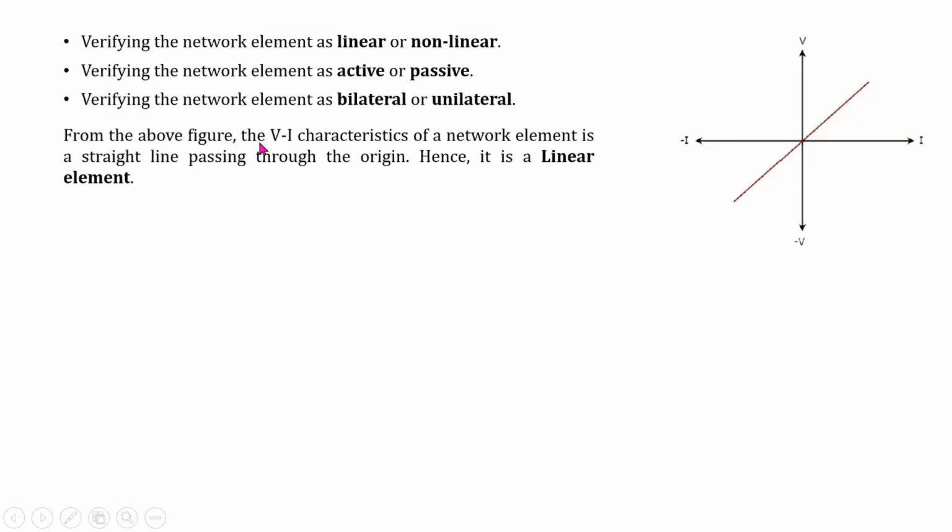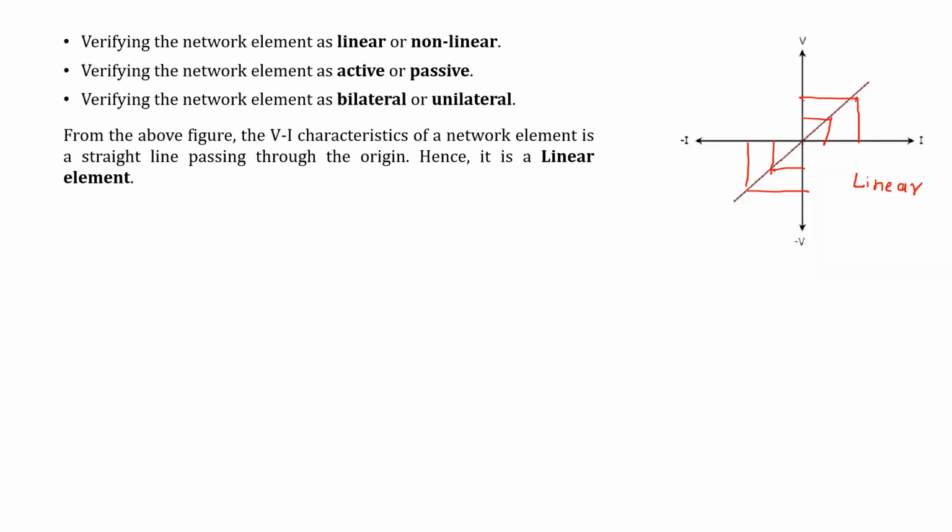From the above VI characteristics of the network, the element is a straight line passing through the origin. Hence, it is a linear element. Then, is it obeying superposition, meaning additivity and homogeneity? Yes, it is obeying. For any change in its input, there is a corresponding change in its output. You can take any value. Then a linear change is observed for any value of change in its input. For that reason, we can say that this element is linear. All right.